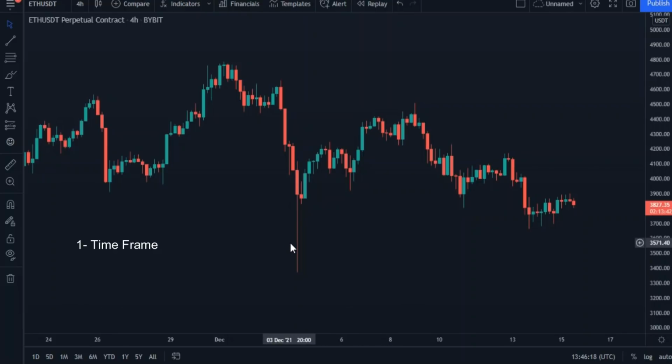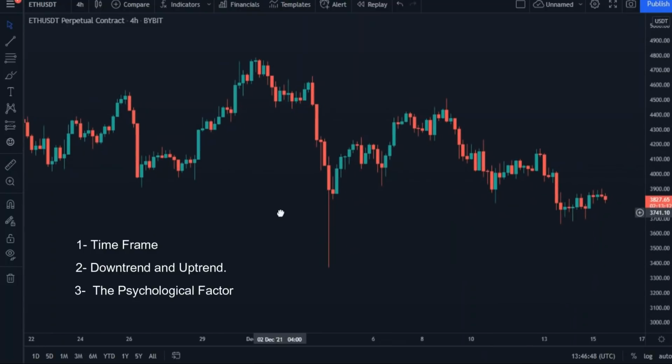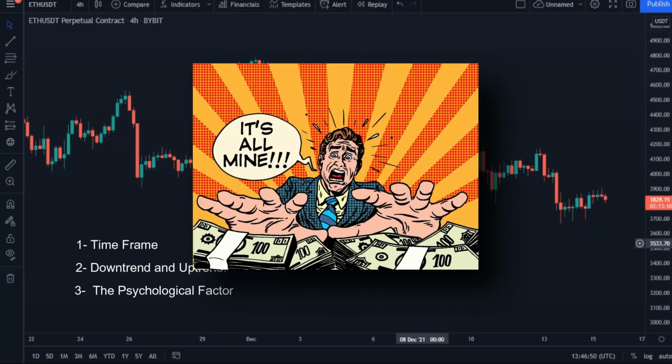1. Time frame. For example, trading on a daily or weekly chart is very different from scalping on 1 or 5 minutes. 2. Downtrend and uptrend. They also have an impact on the places to stop loss and take profit. The third and most important point is the psychological factor and the level of patience. For example, greed and fear.